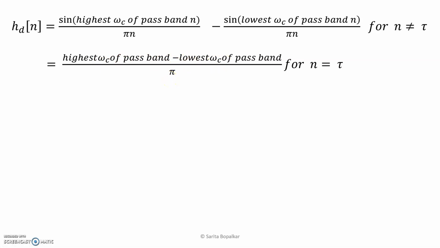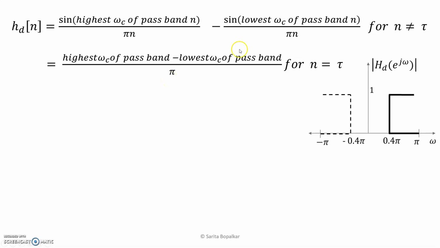Let's see with the example. This is your HD e raised to j omega. The passband cutoff frequency is 0.4 pi to pi.